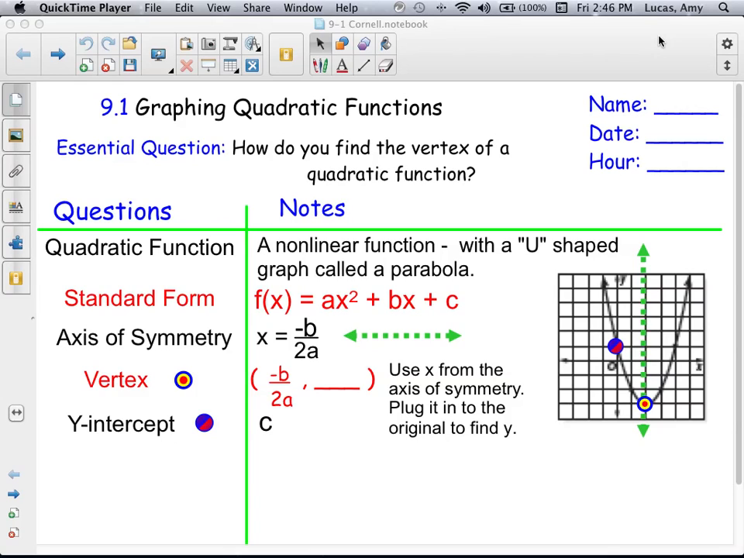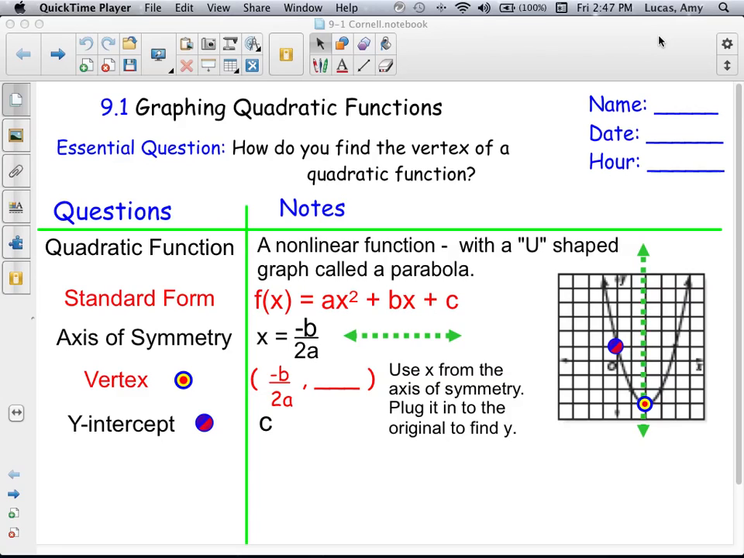f of x equals ax squared plus bx plus c, where a, b, and c are actually replaced with numbers. Kind of like standard form when we worked with linear equations. A, b, and c are integer values though.